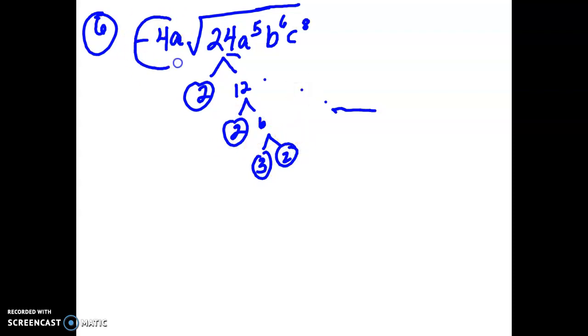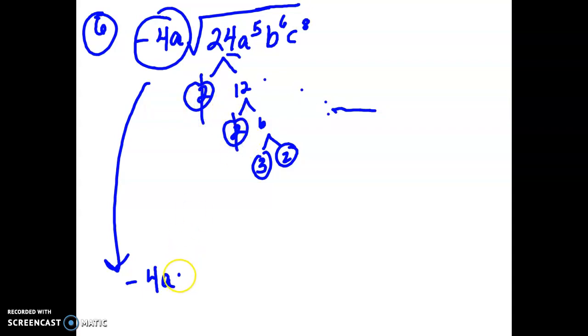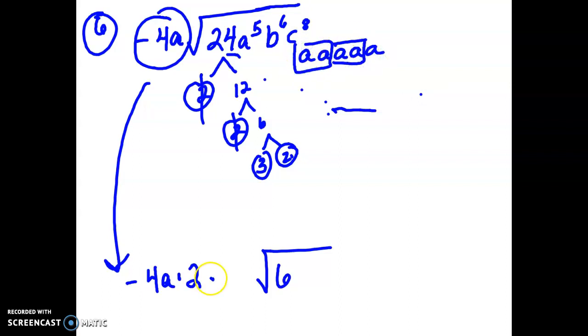On the outside we have a negative 4a, so we're going to bring that down and not forget about that. All right, so we're looking for our doubles. So we've got 2 times 2, so there's one set of doubles. So we're going to multiply that by 2 on the outside. And then left over, we have 3 times 2, which is 6. So that's going to be left on the inside. Those are the ones we couldn't double up. Now our variables, we've got a to the 5th. Our index is 2, so we have a squared, and then we'd have a leftover a. Our b, we have 6 of them.